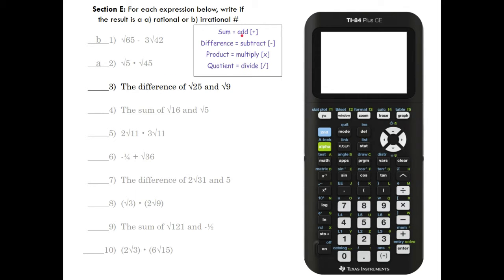The sum means you add. The sum of two numbers means you add them. The difference of two things means you subtract them. The product means you multiply, and quotient means you divide.